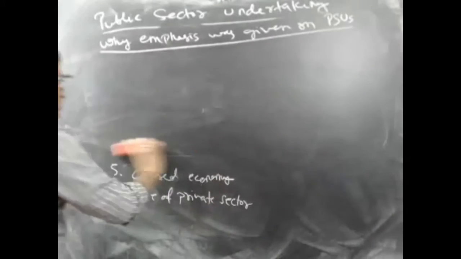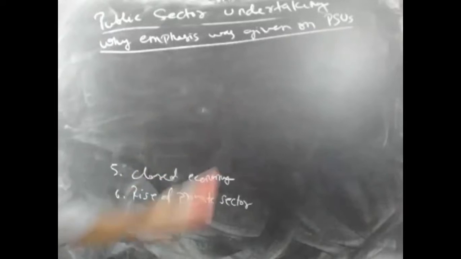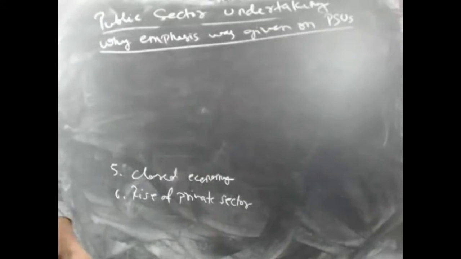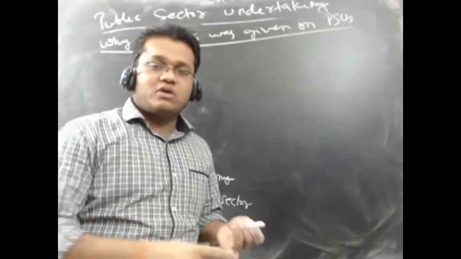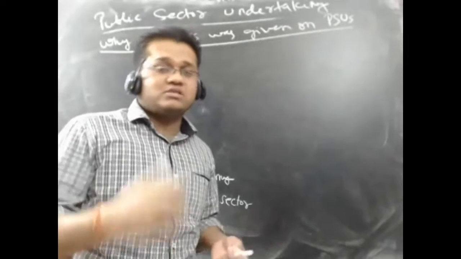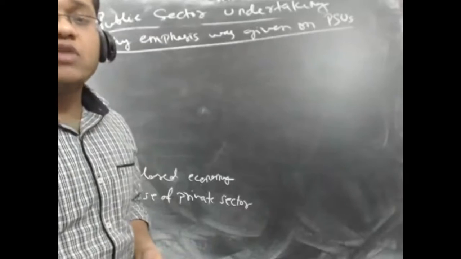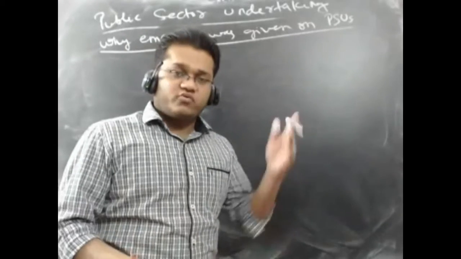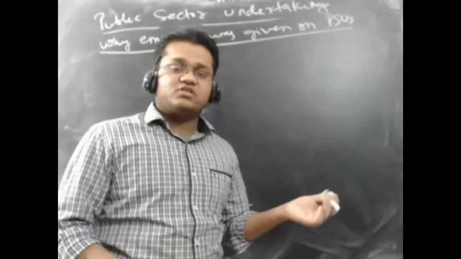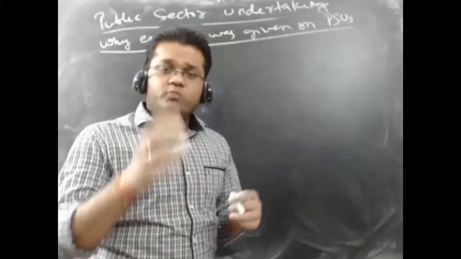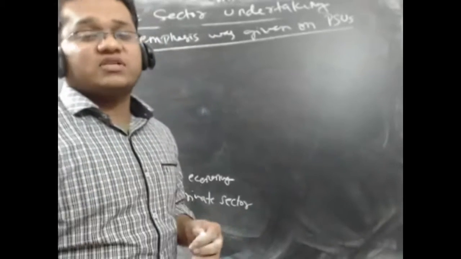Now another point is the closed economy. Since the Indian economy was a closed economy, you don't have access to capital, you don't have access to technology, and you want to be self-sufficient, or you want import substitution. So how can you achieve this self-sufficiency? One of the objectives we will see after this topic is that the objective of the PSU was self-sufficiency.